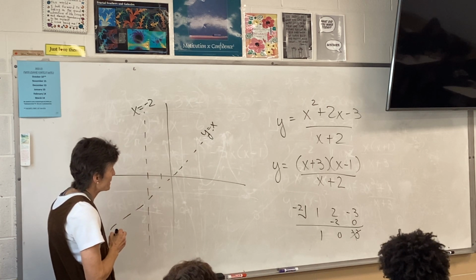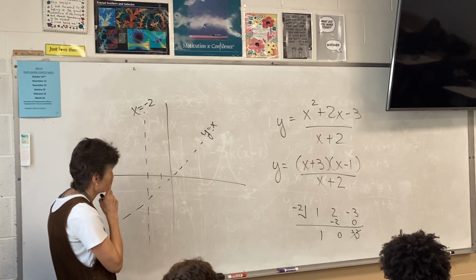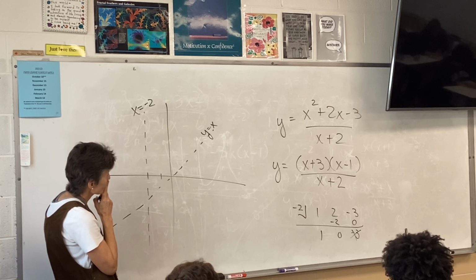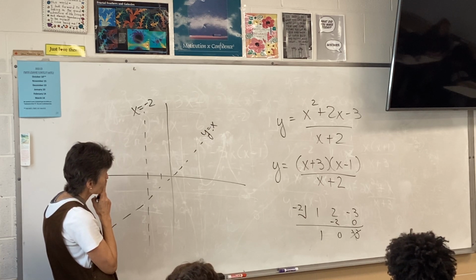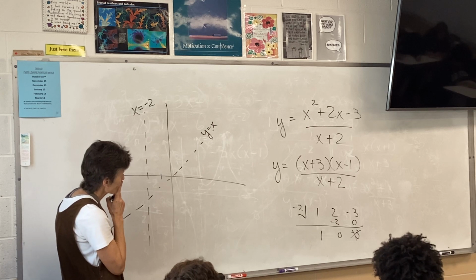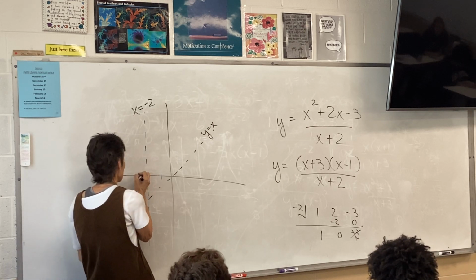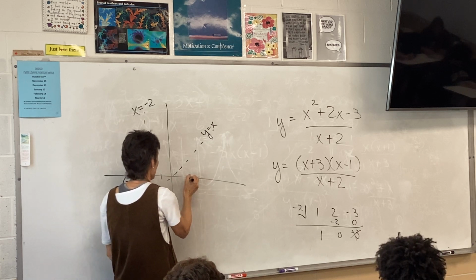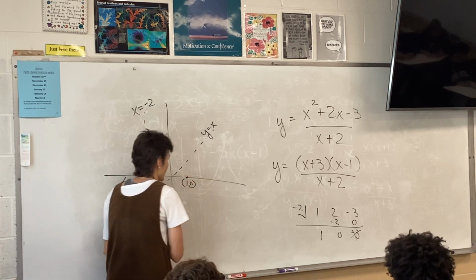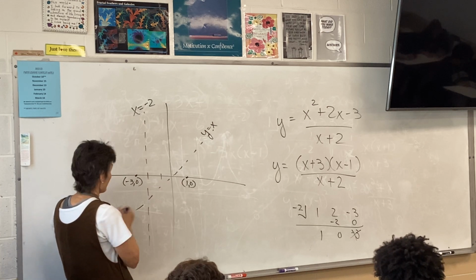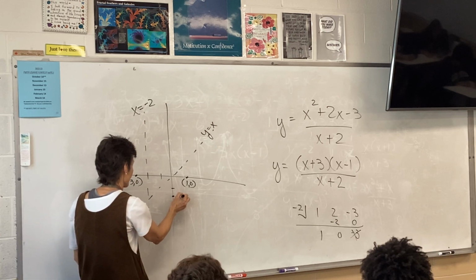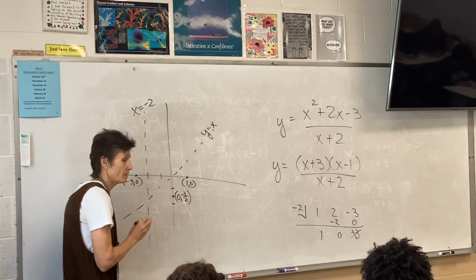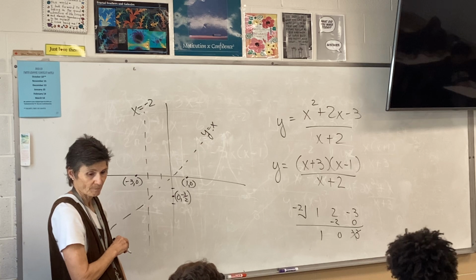Well, I should be able to find my intercepts. Where are my intercepts? -3 and 1 are my X intercepts. And then my Y intercept is -1.5, -3.5. Oh, compared to the last one, this one's a cinch.